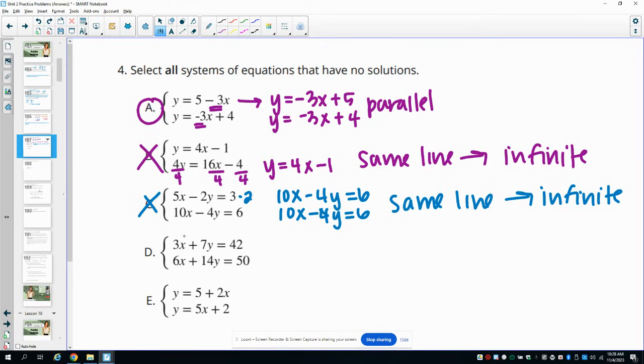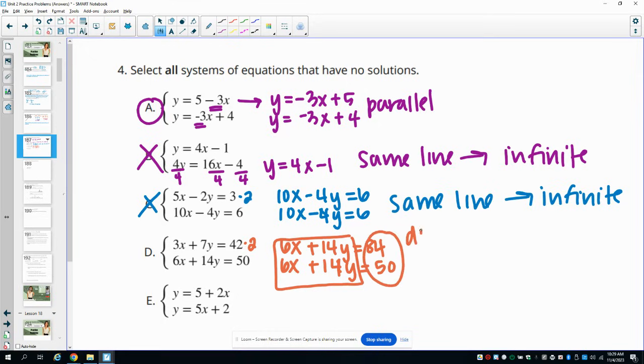D, so if we look at 3x to get to 6x, okay, so we could multiply again by 2 this top equation. So then we'd have 6x, we'd have 14y, and we would have 84. Where the bottom one is 6x, 14y, and 50. So these ones are going to end up with the same slope because these are the same, but they have different starting points. Okay, so different starts. So these ones are going to be parallel lines if we were to solve them for y. And so this is going to give us no solution.